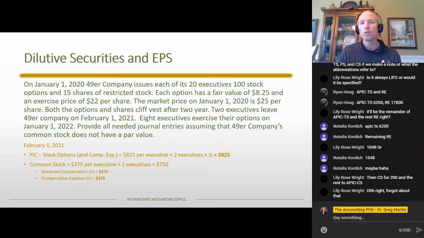And again, this is a 2-year cliff vesting system. Half of it had been recognized as earned and half had not. And so that's why we take the $750 and we allocate half of it to unearned compensation and half of it to compensation expense whenever we take it off of our books.